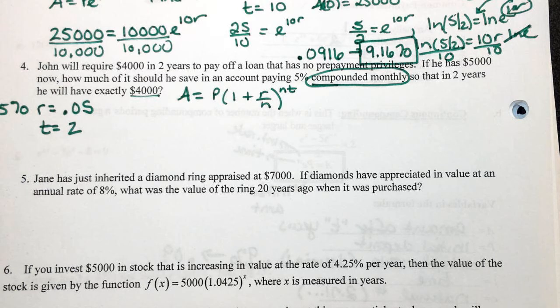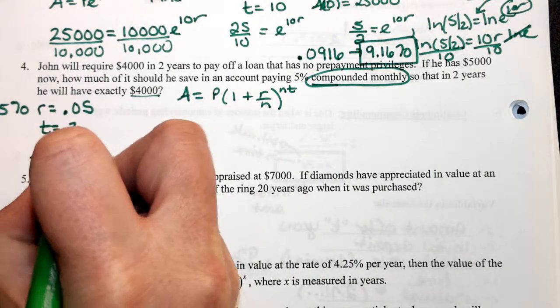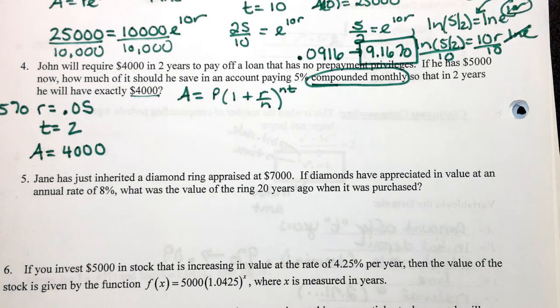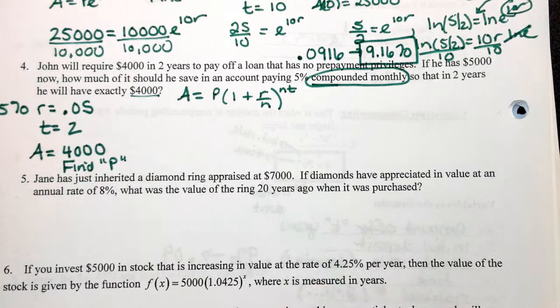All right? So in 2 years, I want to have exactly $4,000. So he basically wants to take the $5,000, figure out how much of this $5,000 I can put away right now. That way in 2 years I know I have all the money to pay off this loan. So we're trying to find P. He's trying to find out how much to invest right now. So any questions on how I've identified the different variables? So now let me plug them in.